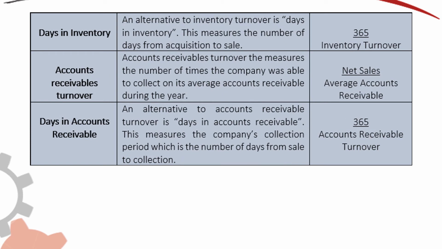Next, we have the days in inventory. An alternative to inventory turnover is days in inventory. This measures the number of days from acquisition to sale. So, it tells us in how many days the company sells its inventory. So, for the formula, we have 365 divided by inventory turnover.